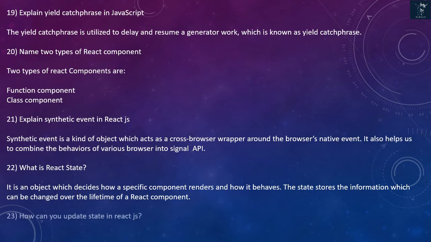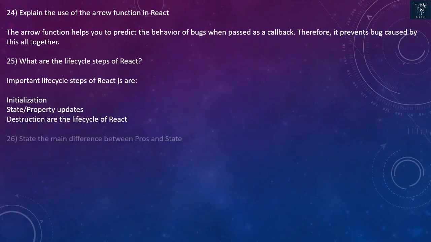23. How can you update state in React.js? A state can be updated on the component directly or indirectly. 24. Explain the use of the arrow function. In React, the arrow function helps you to predict the behavior of bugs when passed as a callback. Therefore, it prevents bugs caused by this altogether.